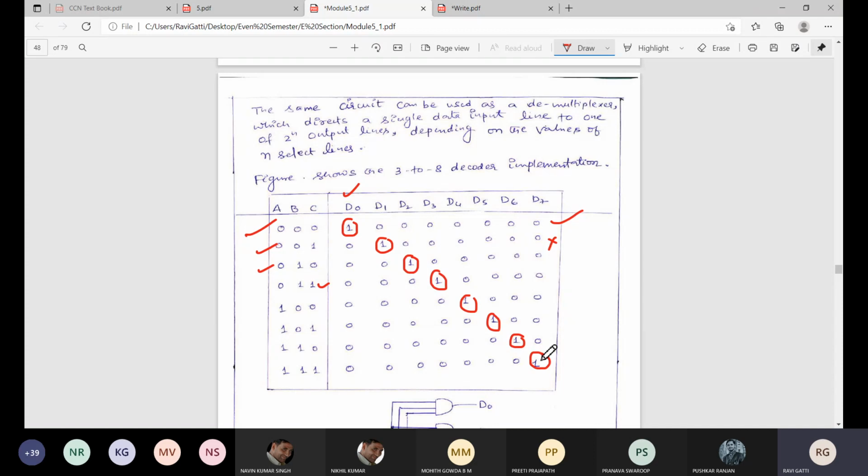Please make a note of this truth table. Decoder means n to 2 power n. Multiplexer is 2 power n to 1.